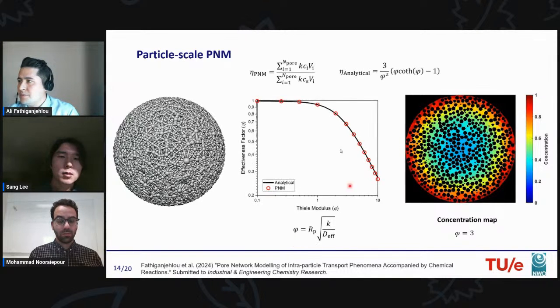Another important dimensionless number is the effectiveness factor, or eta. The effectiveness factor shows the ratio of the reaction rate inside the particle with respect to the reaction rate inside the particle when the whole interior volume of the particle is exposed to the boundary condition.